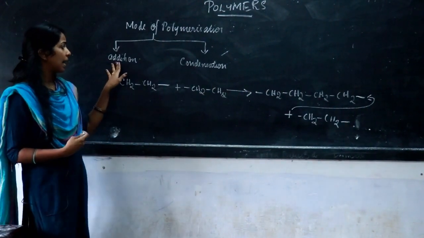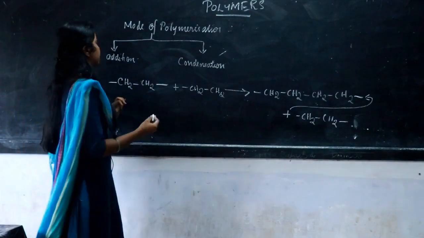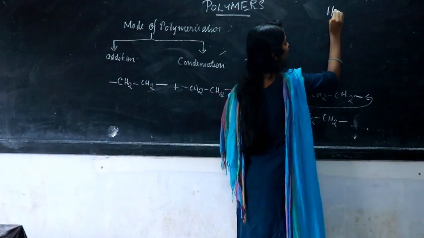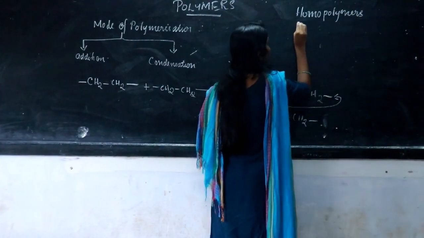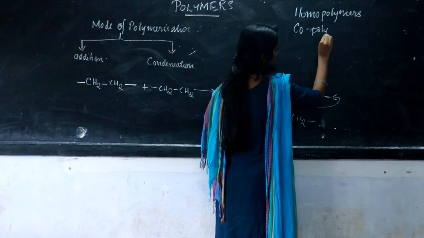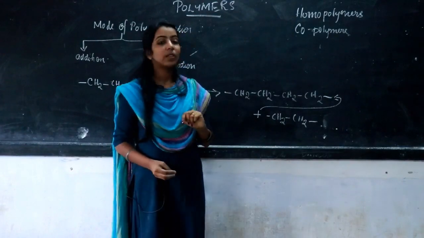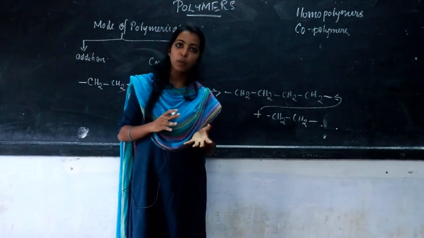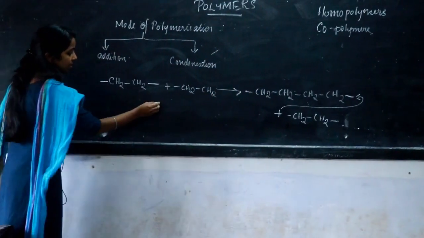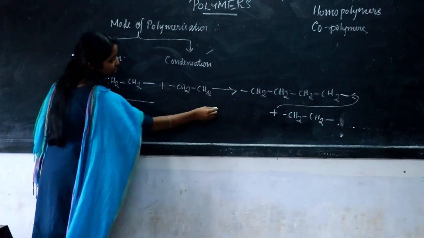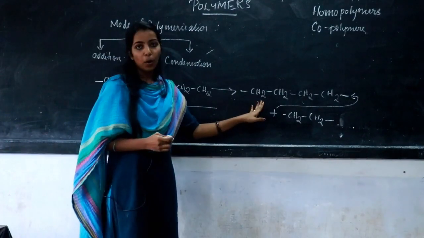So addition polymerization has two categories. They are homopolymers and copolymers. Homo, as the name indicates, means same. Same types of monomers combine together to form a polymer, which is known as a homopolymer. That is here, this is a monomer, that is ethene. This is also ethene. So the same monomers combine together to form a polymer.